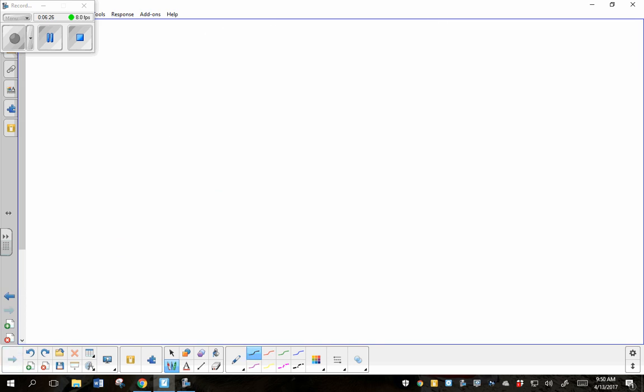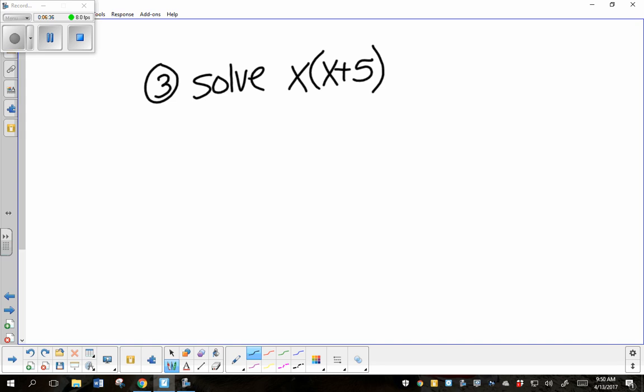All right, so here is example number 3, continuing from yesterday. We're going to solve x times x plus 5 equals 2 times 2x minus 1. What do you think might be the best thing to do first here to make this look a little simpler? Yeah, let's distribute first. Anytime you can distribute, I probably would do that first if you're trying to solve it.